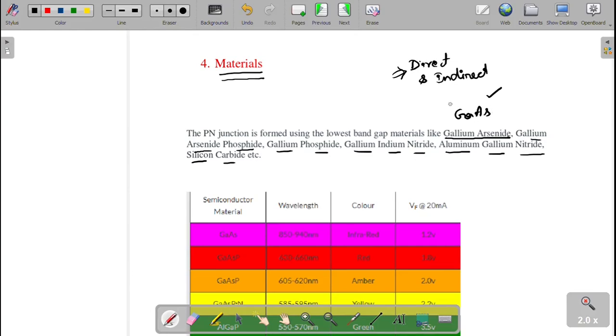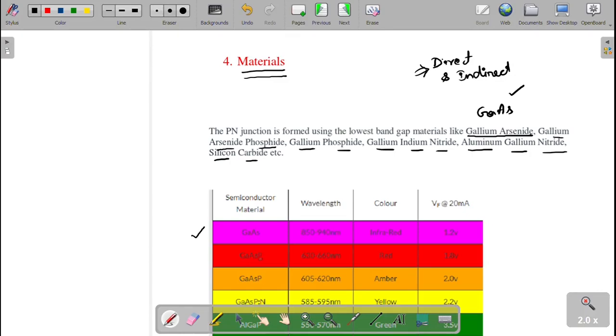So this is the basic material to produce the light, and then different materials are included to produce the different colors of the light. Here I have shown one tabular column for different colors. What are the materials used? Now you see this.